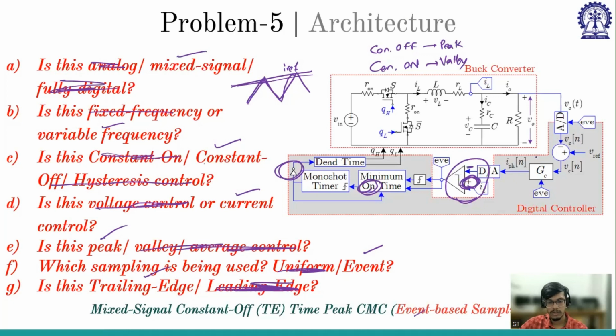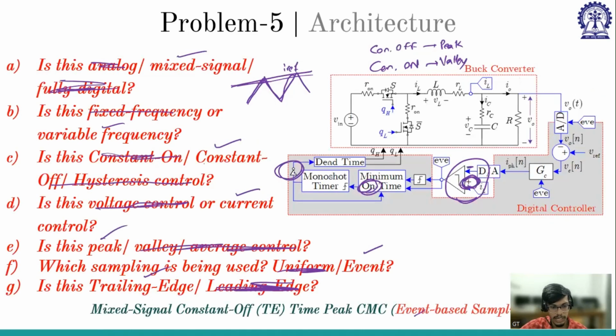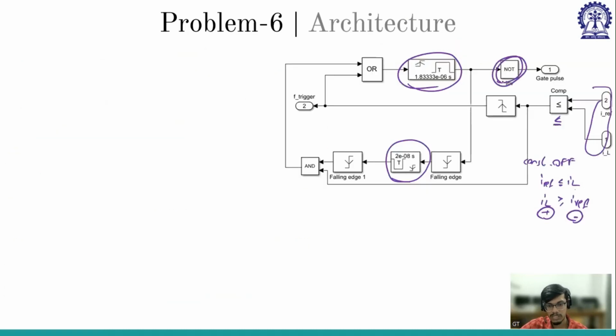Here I reference is greater than IL. No, this is the less than or equal to symbol. So I reference is less than or equal to IL. So this is constant off. This is one way of telling. The other way of telling is that I know there is an inverter at the output, and I can see an inverter here. Which means this is constant off.